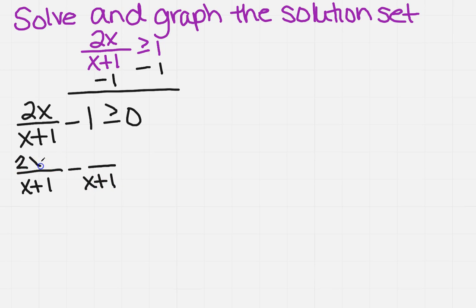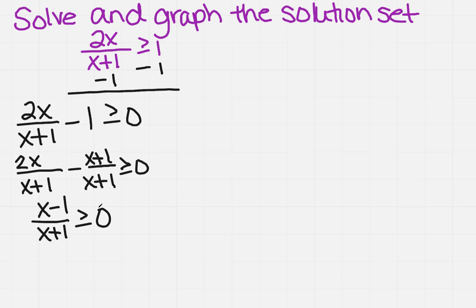So this is going to be 2x minus (x plus 1) over x plus 1 is greater than or equal to 0. And then when I combine my terms, I'm going to get 2x minus x is x, minus 1, over x plus 1 is greater than or equal to 0.